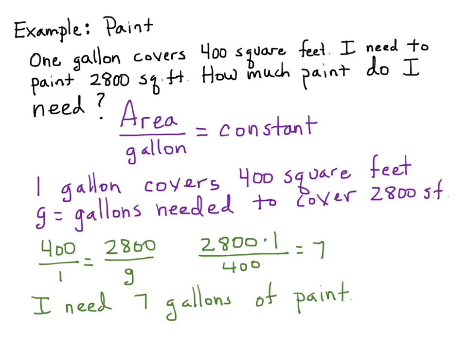Or let's say you want to buy it in bulk, you look at a 5-gallon pail, and the 5-gallon pail says it covers 2,000 square feet, then you would do 2,000 divided by 5 equals 2,800 divided by G, and you get the same answer.